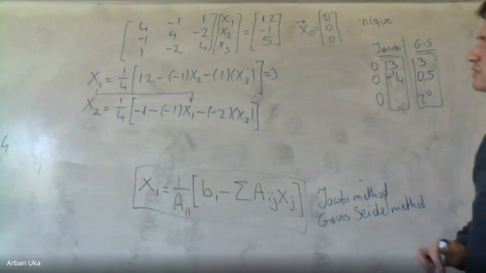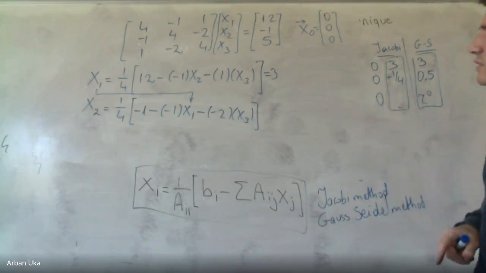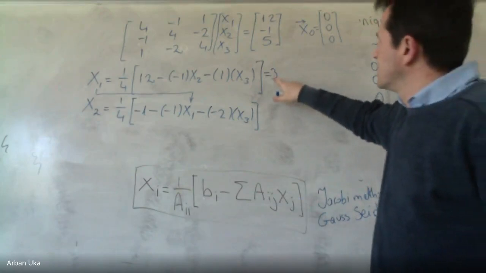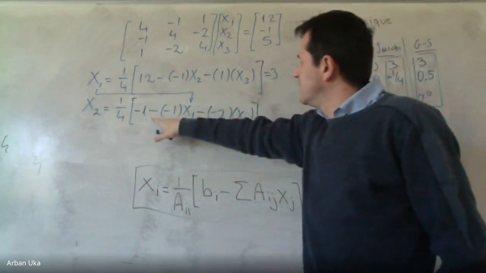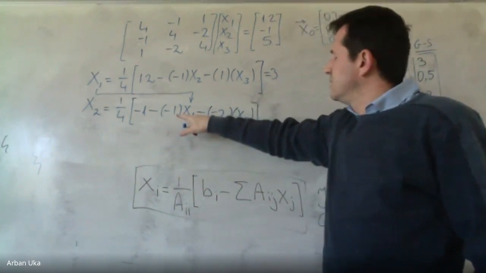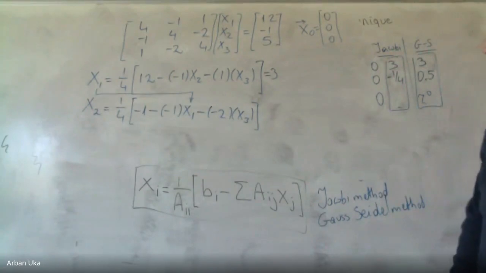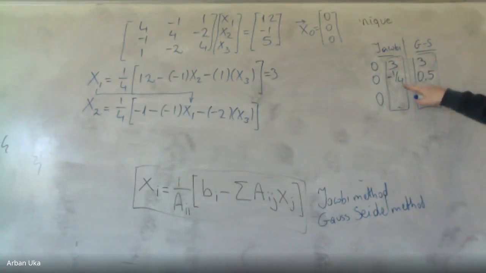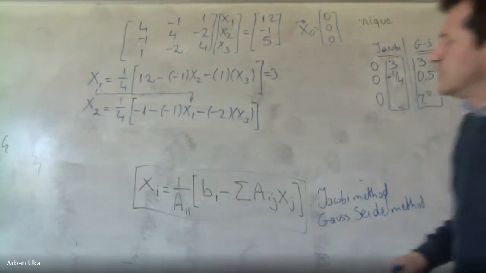Okay, so again, you can solve this one on your own. Let's check the solution. So this is 3, this is minus 1, plus 3, it's 2, 2 over 4 is 0.5. So Jacobi would have this order. This would be the other way.